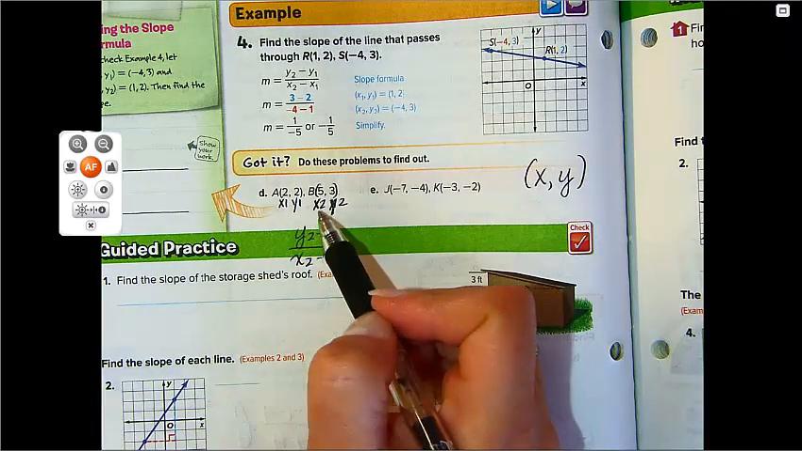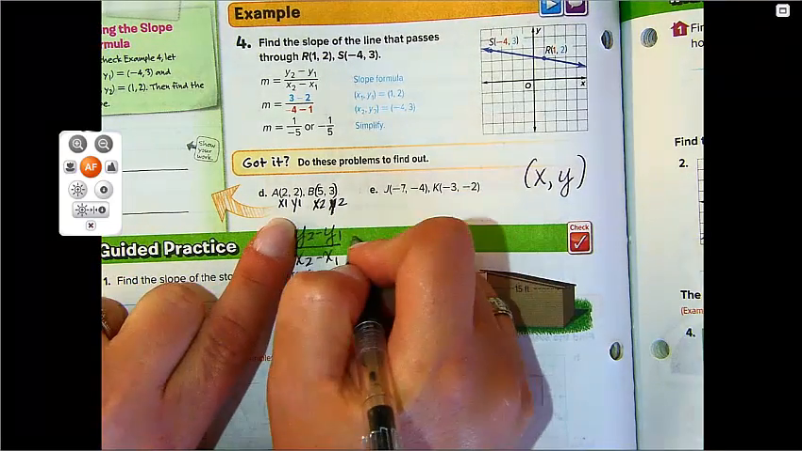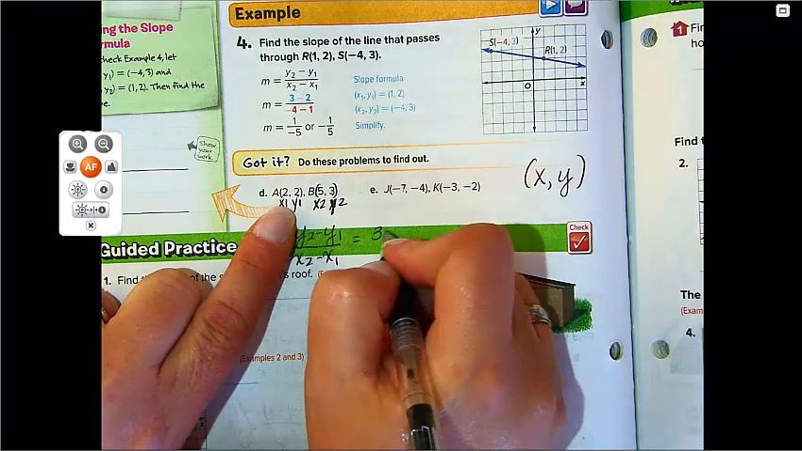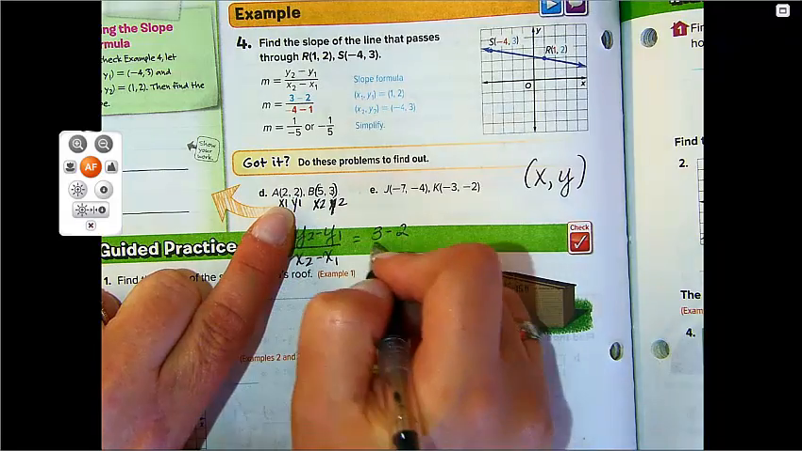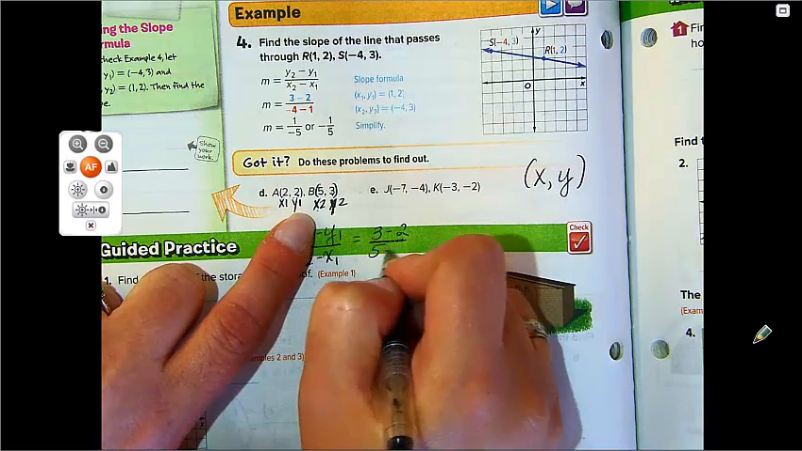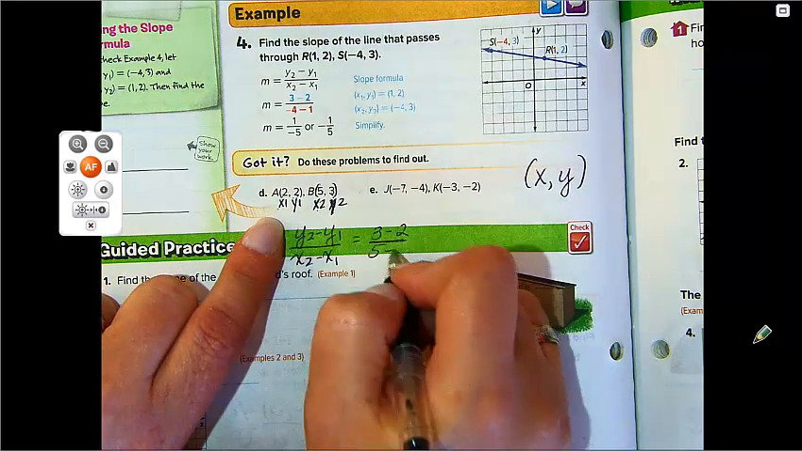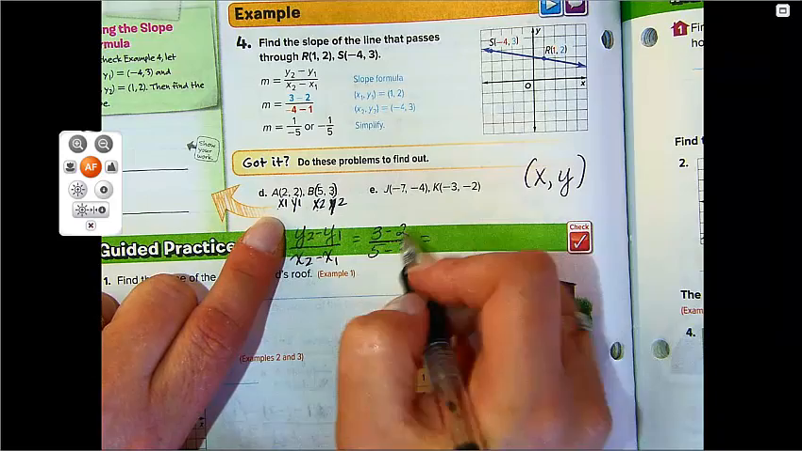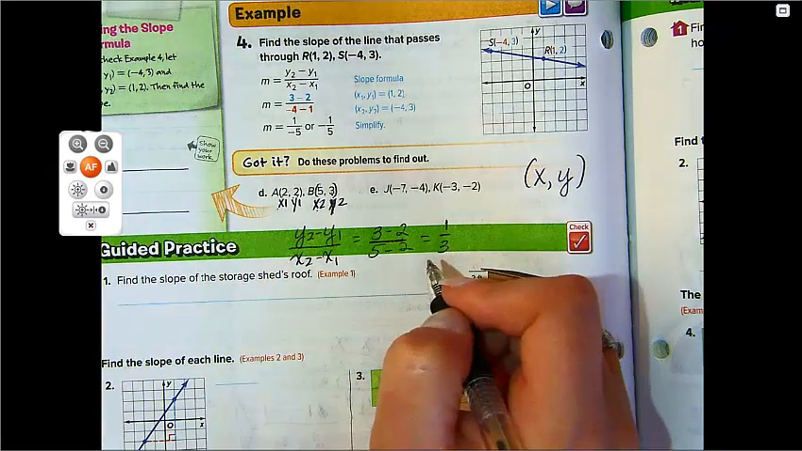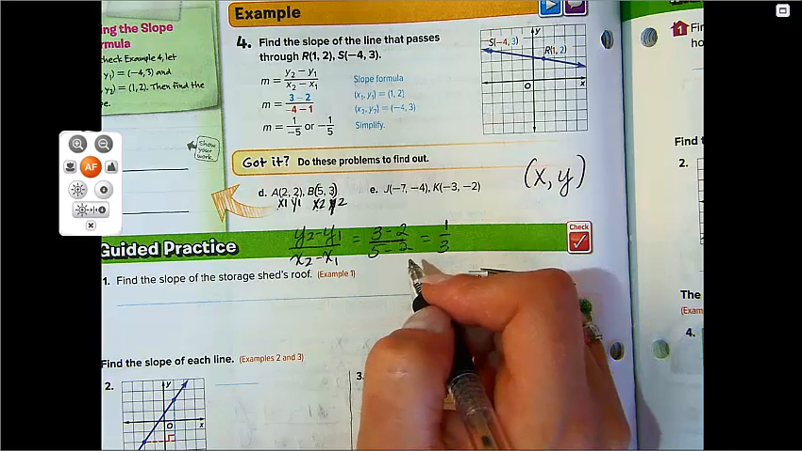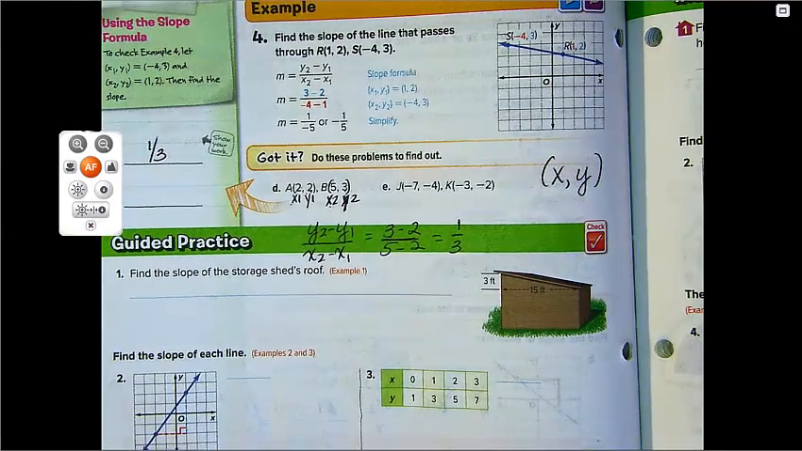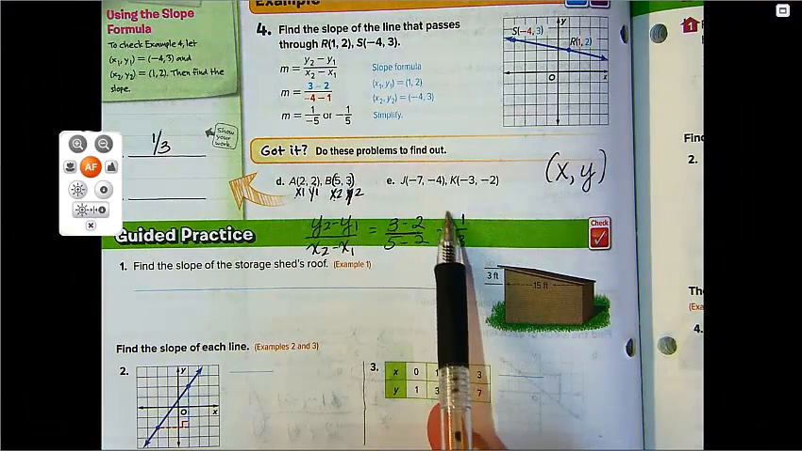Well, and then I just plug in my numbers. My y2 is a 3, my first y is a 2, over my second x, which is a 5, minus my first x, which is a 2. So now if I do the math on that, 3 minus 2 is 1, 5 minus 2 is 3. So on that particular example, my slope is 1/3.